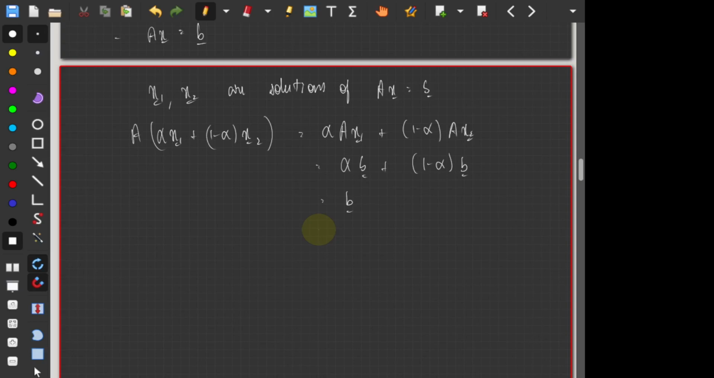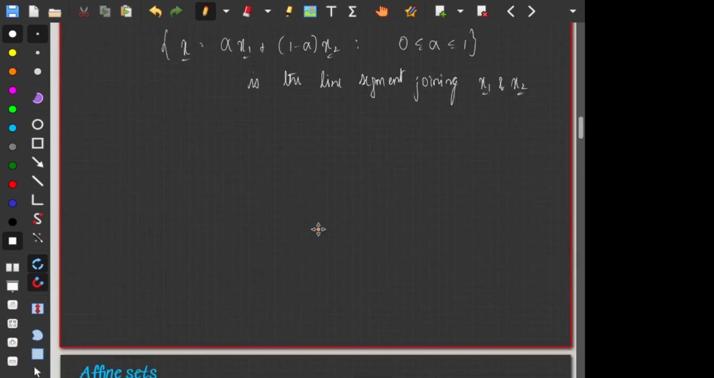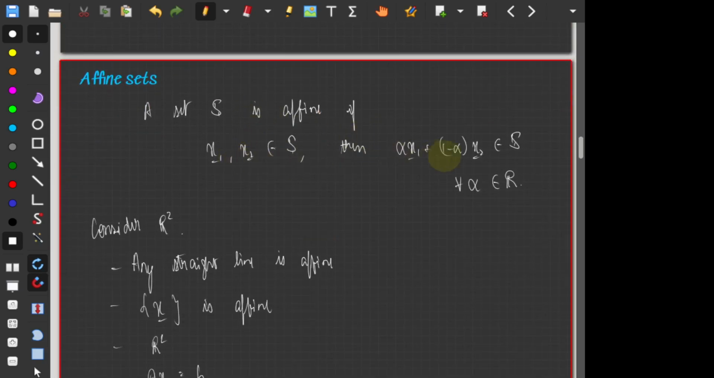If the system has only one solution, then there's only one x1. It's a singleton, right? It is affine. It's a single point, so automatically it satisfies this particular property. There's one more set, which is the null set. The null set is affine. Every singleton set is affine. But beyond that, you need to check.